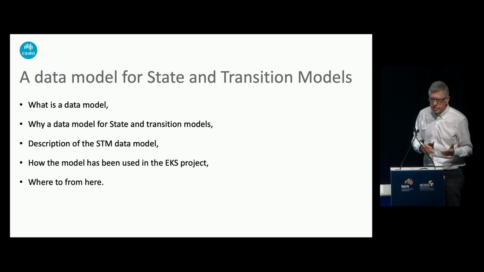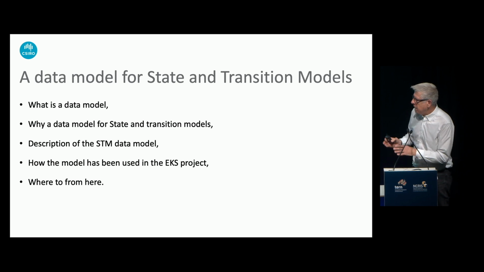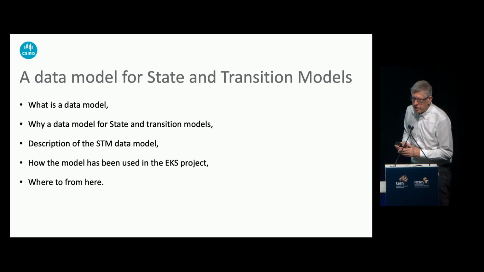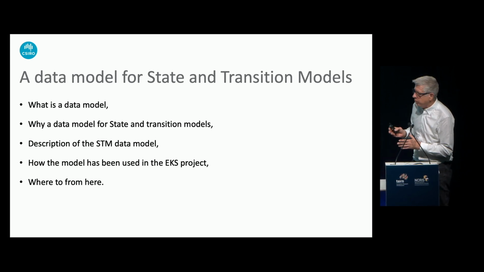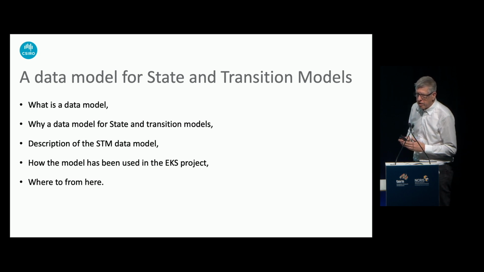So at the end of the process, we end up with a whole heap of data, and at the heart of a useful data set is a data model. So I'm going to talk a little bit about the data model that we've developed for state and transition model data, some of the problems that we encountered in our standardised workflow that forced us down this road, the description of the model, how we used it to provide data to the planner tool, and where to from here.